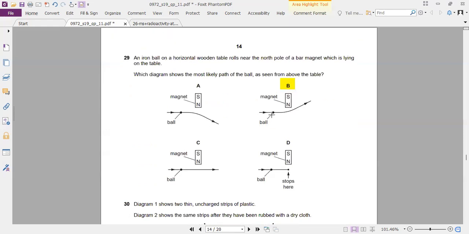A steel ball will go like this. Why? Sorry, iron ball. The iron ball will be magnetized as soon as it arrives in the magnetic field of this magnet. The magnetic field will start attracting it, but it has its own inertia and momentum. So it's not going to be attracted straight to the magnet. It's going to keep going, but its path will deviate.